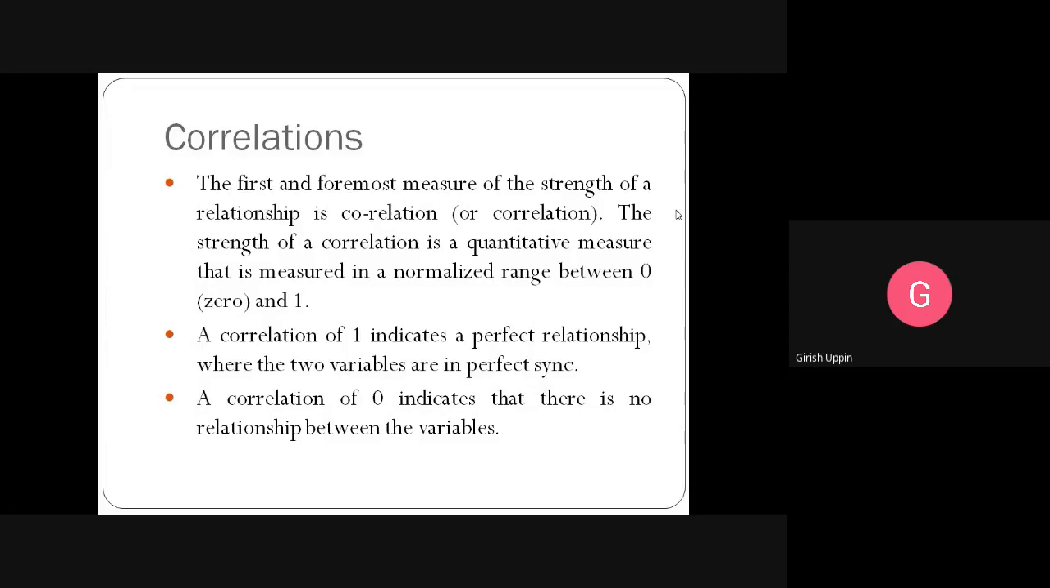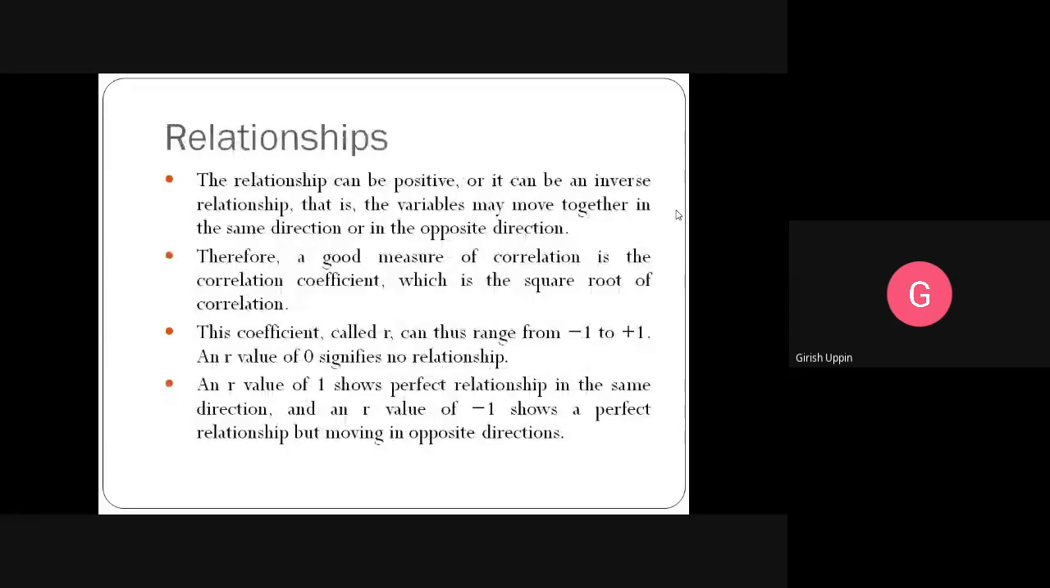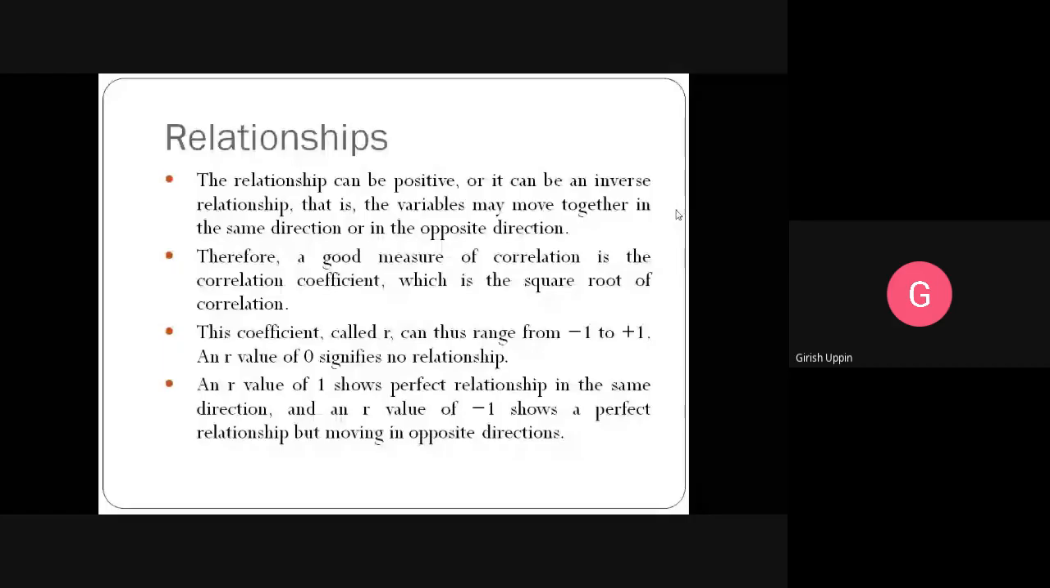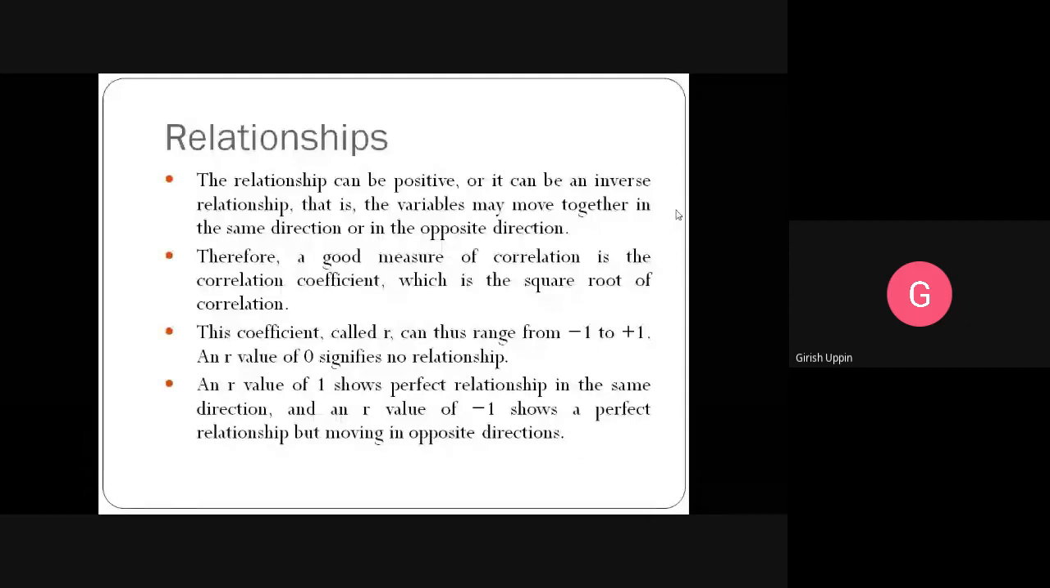Then the correlation can be positive. Once we have a solid relation, that solid relation can be positive or it can be negative. When two entities have a solid positive relation, that is plus one, they move in the same direction. One increases, the other increases; one decreases, the other decreases. Or they can have an inverse relationship, a very strong relationship but inverse. As one increases, the other will decrease, and vice versa. That we can represent with a minus one.